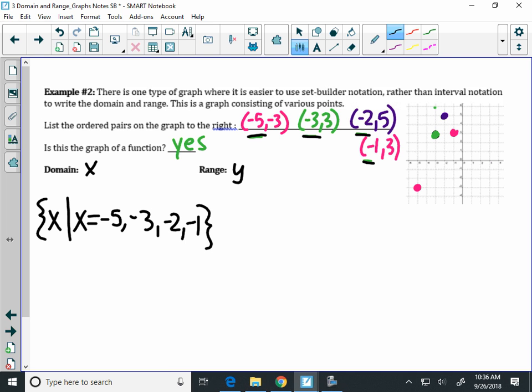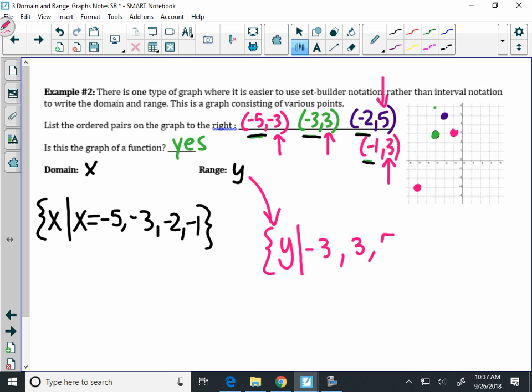Now the range is going to be very similar. You're going to start with your curly brackets, but this time you use the letter y, such that. And we want all the y values from these ordered pairs. So -3, 3, 5, and then this last one has 3 again. Since I already wrote 3 here, I don't have to list it. So you're only going to use set builder notation for graphs when you have a bunch of points.